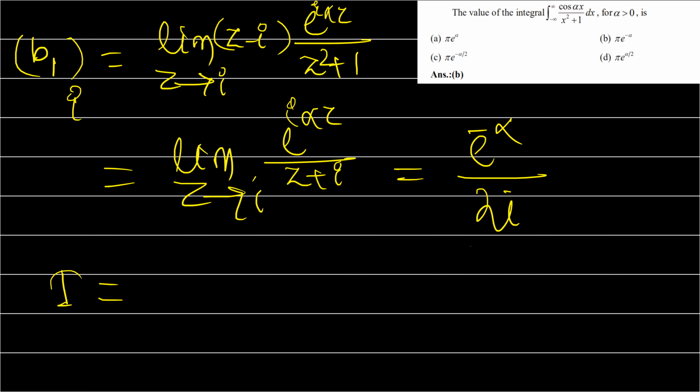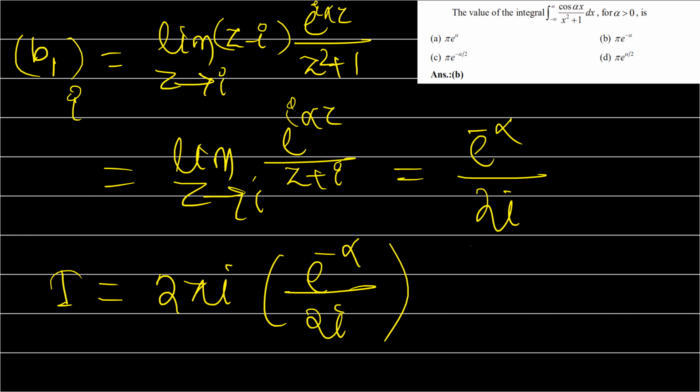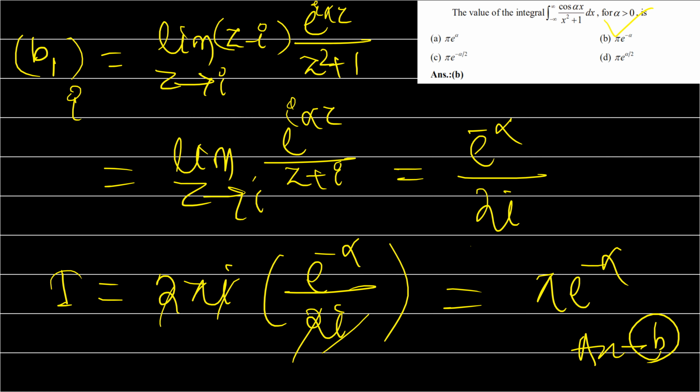So the integral will be 2 pi I into e to the power minus alpha by 2I. The 2I gets cancelled, giving pi e to the power minus alpha. The answer is B. Thank you all. Let's meet in the next video.